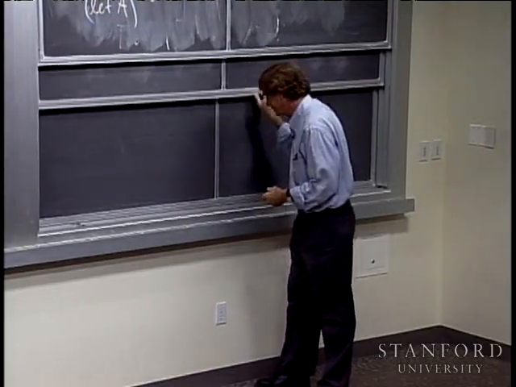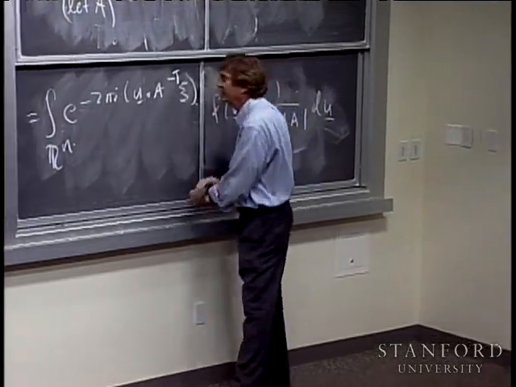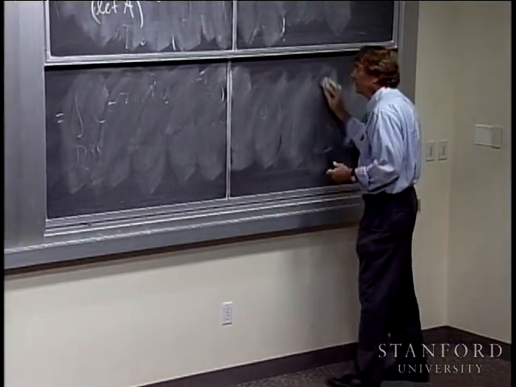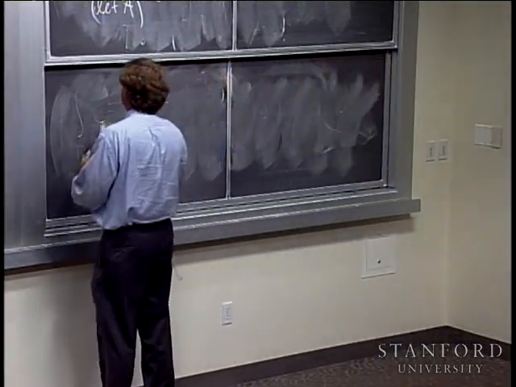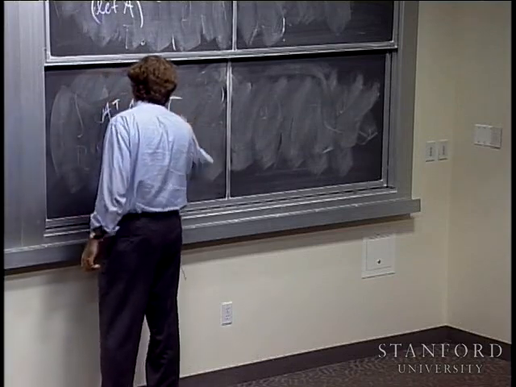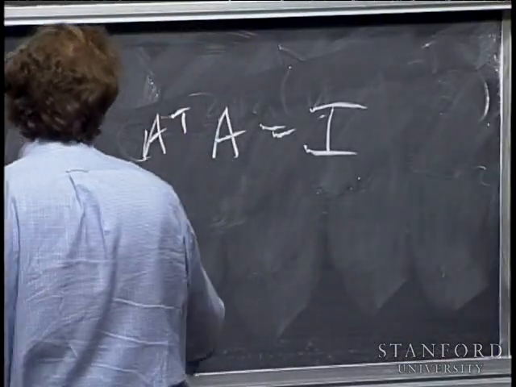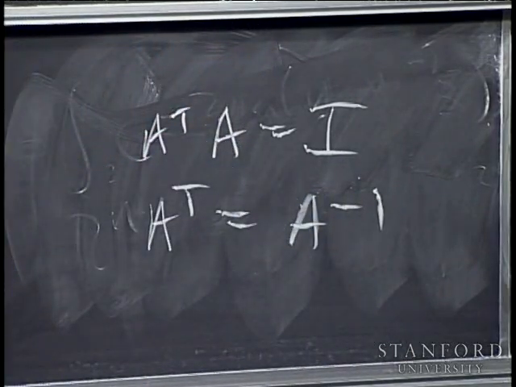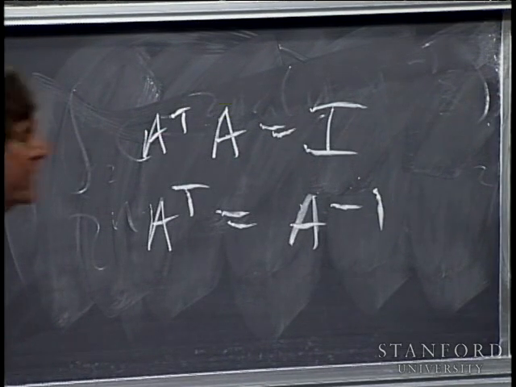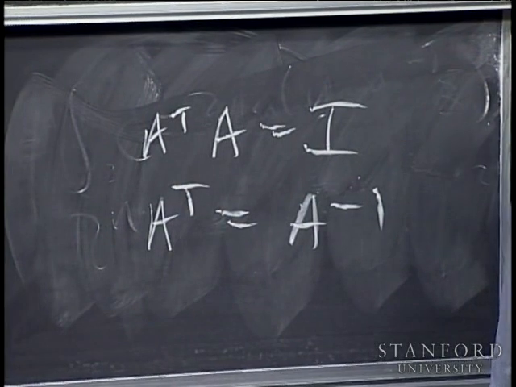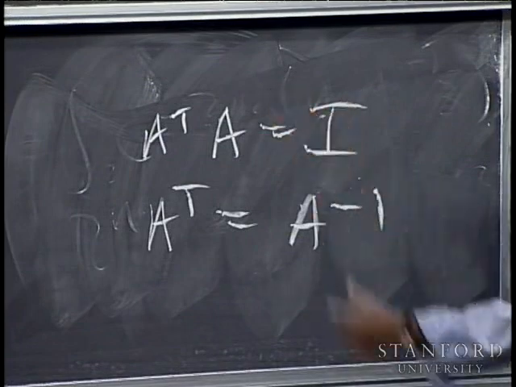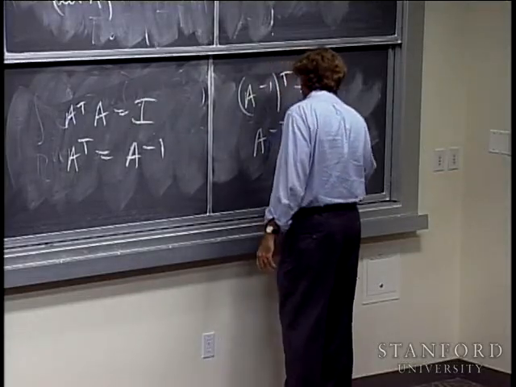The further consequence is, since A transpose times A is equal to the identity, that says that A transpose is the same thing as A inverse, because if you take the matrix times its inverse, you get the identity. So that identifies A transpose as A inverse, or the other way of putting that is A inverse transpose is equal to A. That is, A inverse transpose is equal to A. Okay?